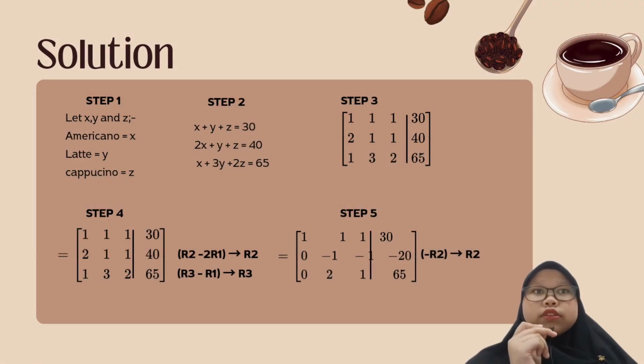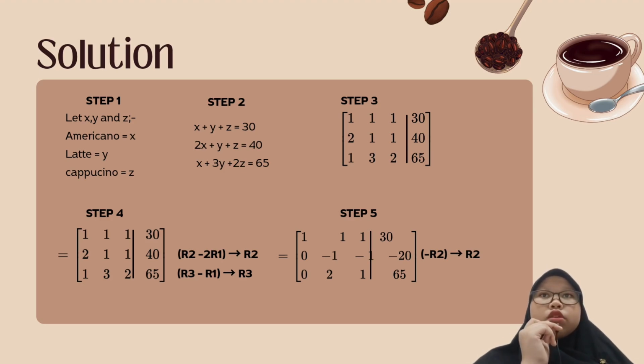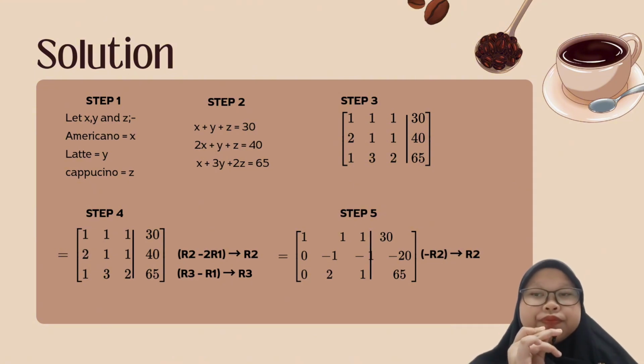The solution for this question, first we use step 1. Let Americano equal to X, Latte equal to Y, and Cappuccino equal to Z. Following step 2, the new equations are X plus Y plus Z equal to 30, 2X plus Y plus Z equal to 40, and X plus 3Y plus 2Z equal to 65. For step 3, we change the equations into the augmented matrix.